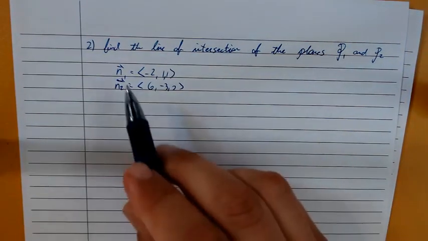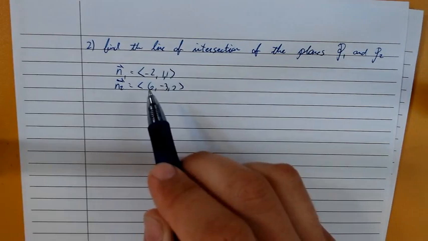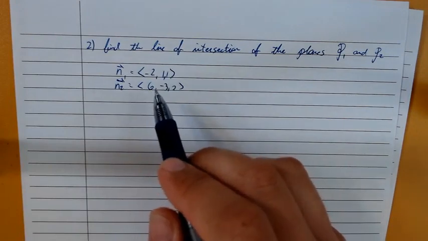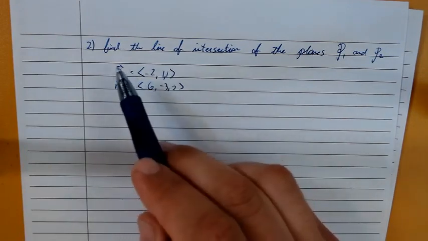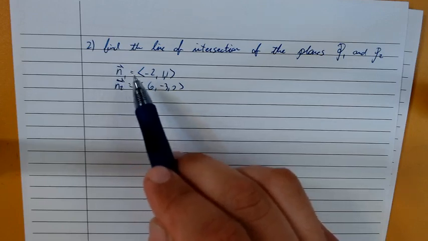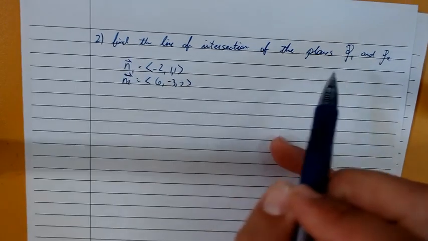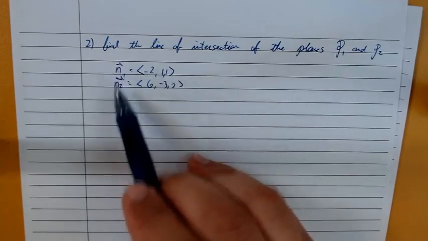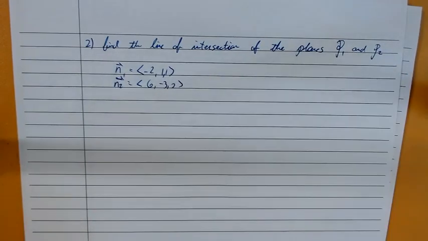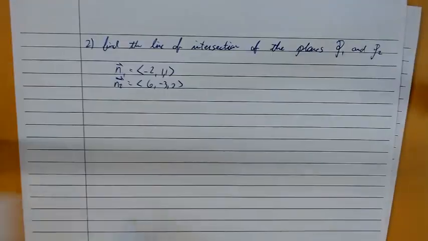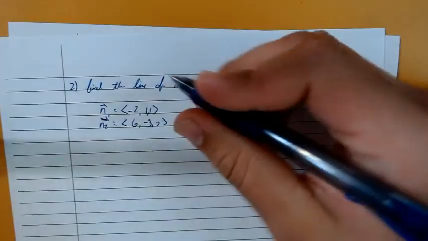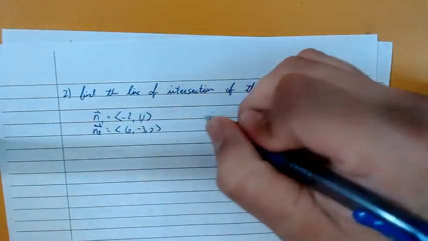Okay, so now if we take the cross product of these, it'll give us a vector that's normal to both of them. Oh, but this is normal to every vector on P1. This is perpendicular, orthogonal to every vector on P2. So something that's normal to both of these will be on both planes, which is what we want. We want the intersection. We want what's on both planes. So let's go and do that. Let's find the cross product of N1 and N2.